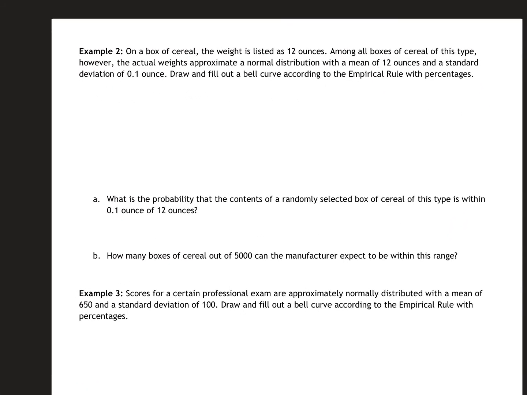So on a box of cereal, the weight is listed at 12 ounces. However, the actual weights follow an approximately normal distribution with a mean of 12 ounces and a standard deviation of 0.1 ounce. So draw and fill out a bell curve and answer some questions. So this is where it's going to come into play. So I want to draw and fill out our bell curve.